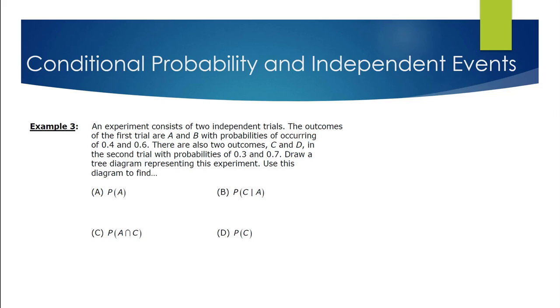But find these probabilities. From the information that we're given in this problem, we're told that the probability of A is 0.4, the probability of B is 0.6, the probability of C is 0.3, and the probability of D is 0.7. So when I look at this, to ask the question, what's the probability of A? Well, that just came right out, and that's 0.4. That's all it is.